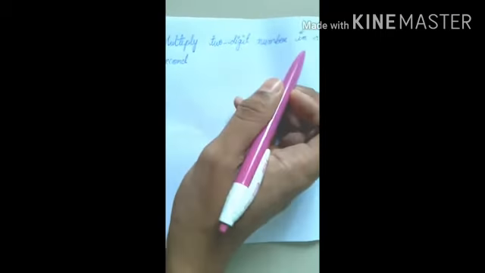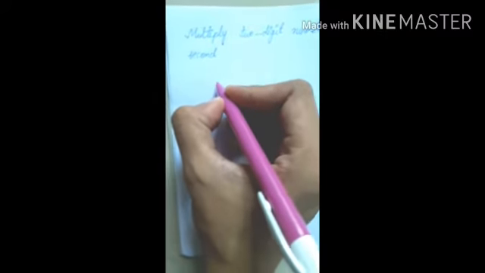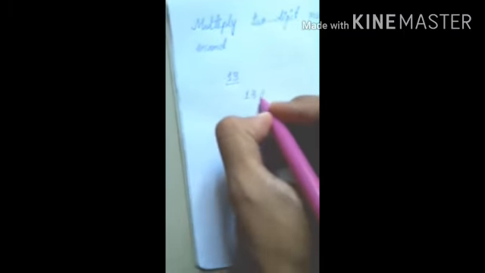Multiply two-digit numbers in a second. So to multiply two-digit numbers, first we have to take any number. Like this is 13. So 13 into 13.